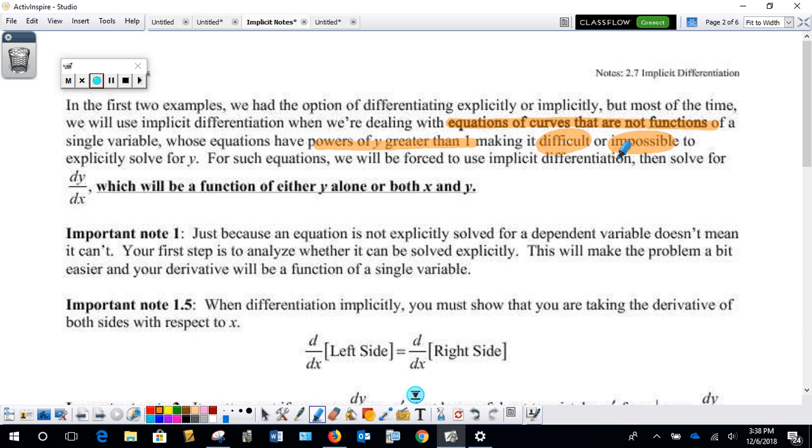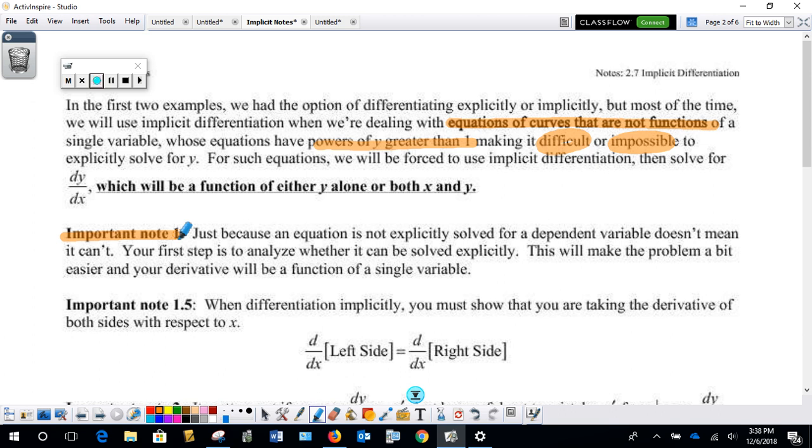All right, now, important note number 1. Just because it's not explicitly solved for y does not mean that it can't be. So just like we saw in example 1 and example 2, I much prefer example 1. So if I can solve it quickly, I'm going to do it.